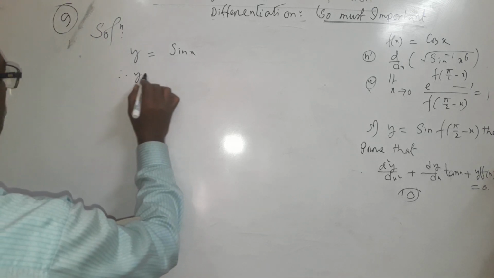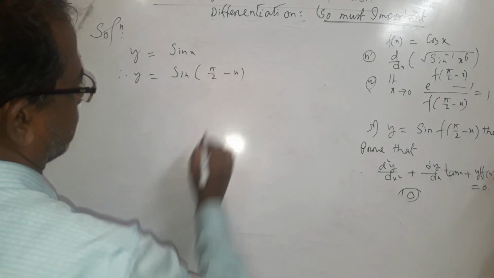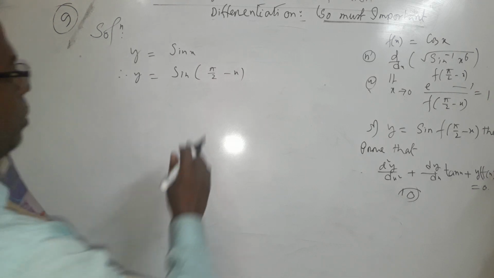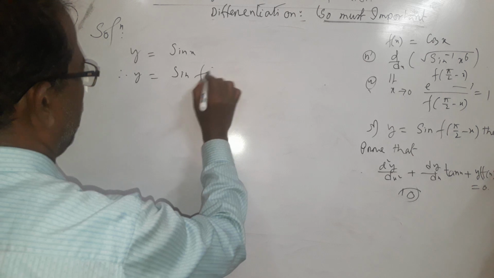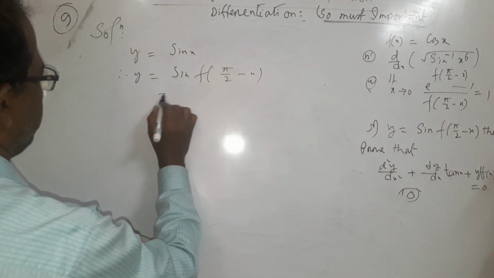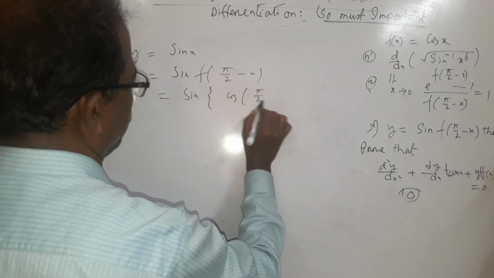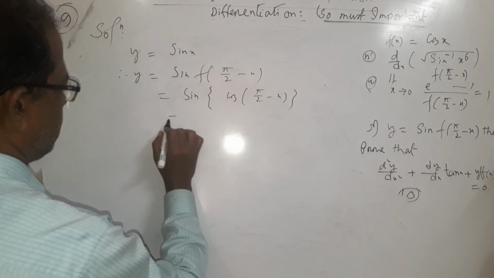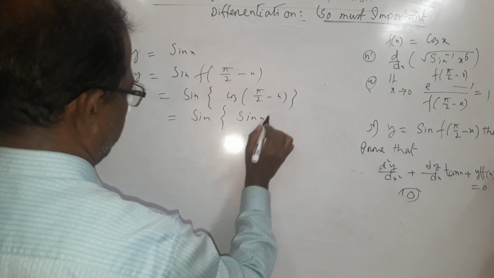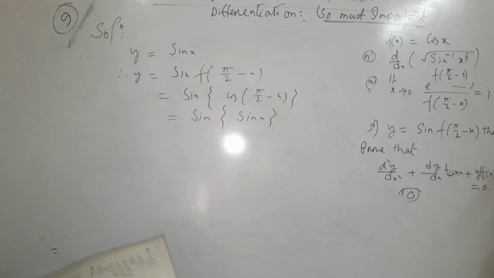So then y equals sin of (pi divided by 2 minus x). Function of pi divided by 2 minus x. So then sin into cos of (pi divided by 2 minus x) and sin of sin x. Right? Sin of sin x.